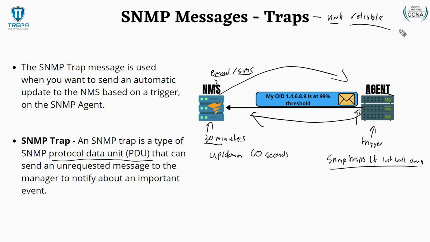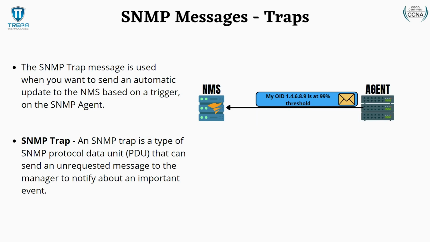Now, why is it not reliable? Because there's no way for the agent to verify or confirm that the NMS got that message. So essentially, if this interface went down, that trap isn't ever going to make it, and this agent will never be able to log that information.